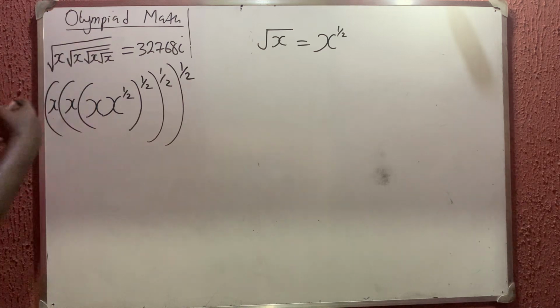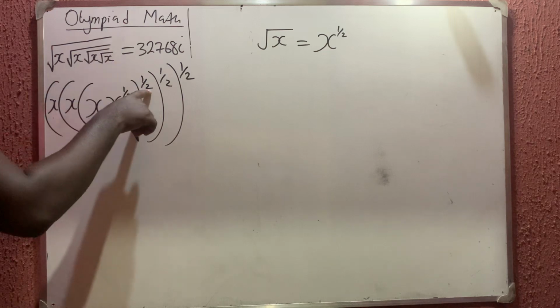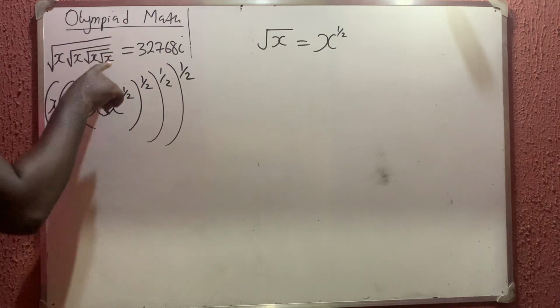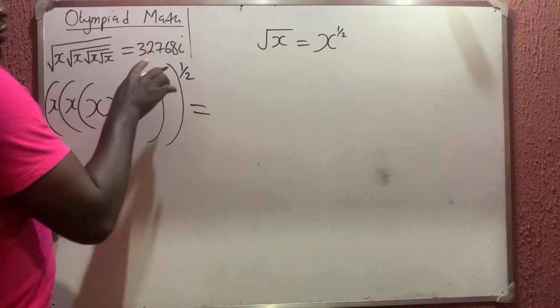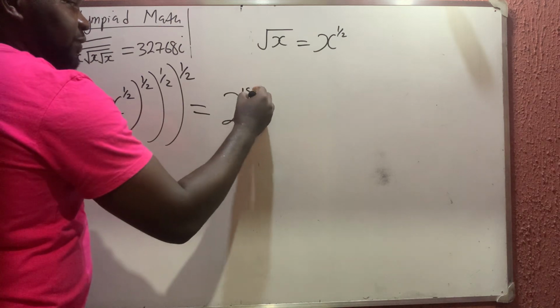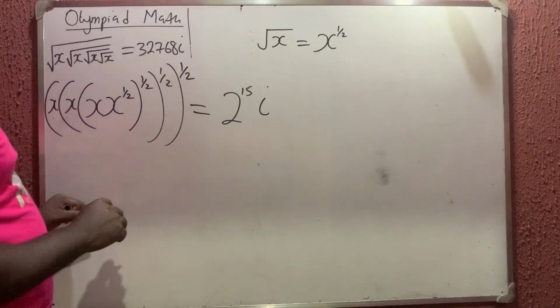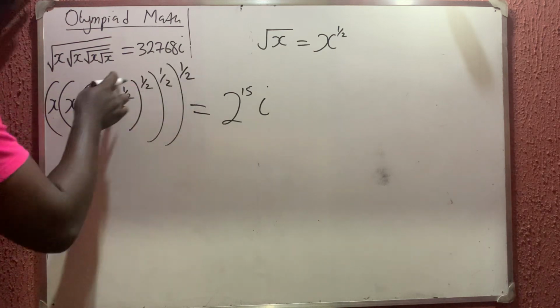So that is how it is. This one is this one, this one is this one, this one is this one. Okay, so that is that. It is equal to what? Don't forget what we did here. This thing gave us 2 raised to power 15, then i. Okay, let me leave it this way. Now, let us clear all this.